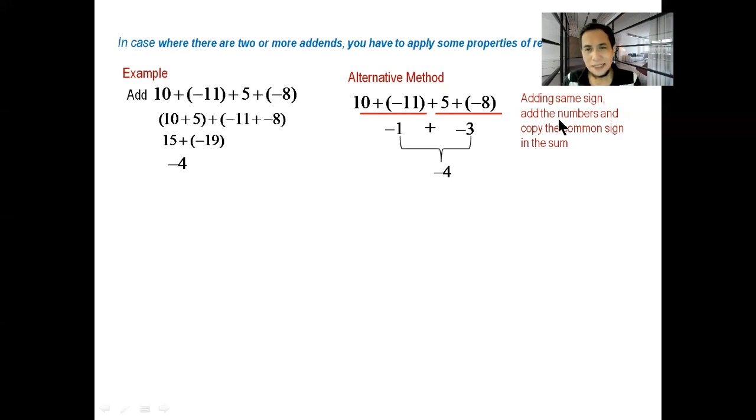Adding same sign, add the numbers and copy the common sign in the sum. Adding two numbers with different signs, subtract the numbers from higher to lower number and copy the sign of the larger number. That's the rule. You have to remember that. Adding numbers with the same sign, add the numbers and copy the common sign. Another one, adding two opposite numbers, subtract the numbers and copy the sign of the larger number in the sum.